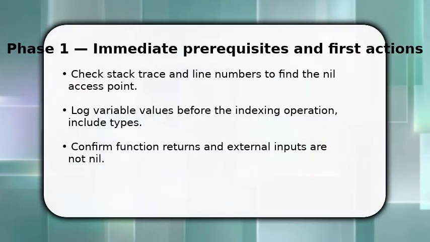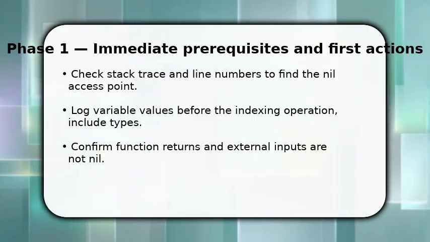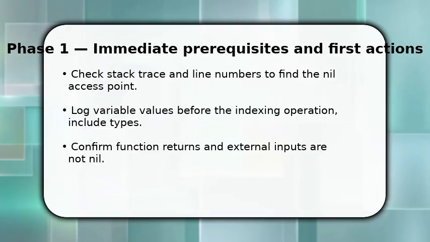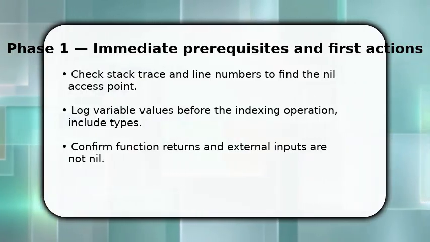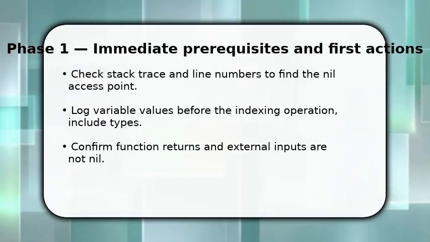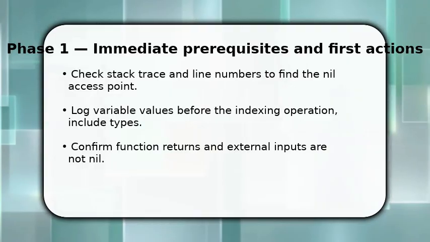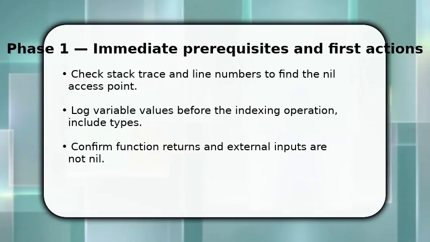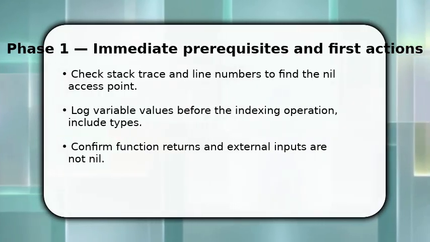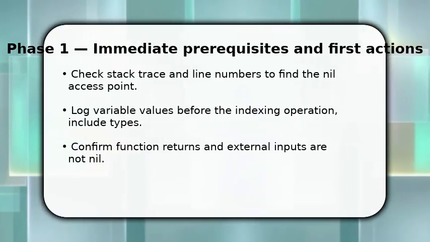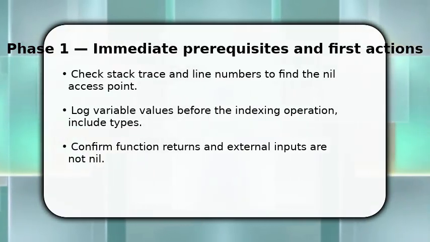You begin by locating where the attempt to index nil happens, read the stack trace, and note the file and line. Then, add targeted logging or print statements just before the index operation so you see the variable value and its type. Once done, inspect upstream returns and inputs. Make sure the function or API you call actually returned a table or object. If you see nil, trace back one call frame to find the missing assignment or failed initialization.